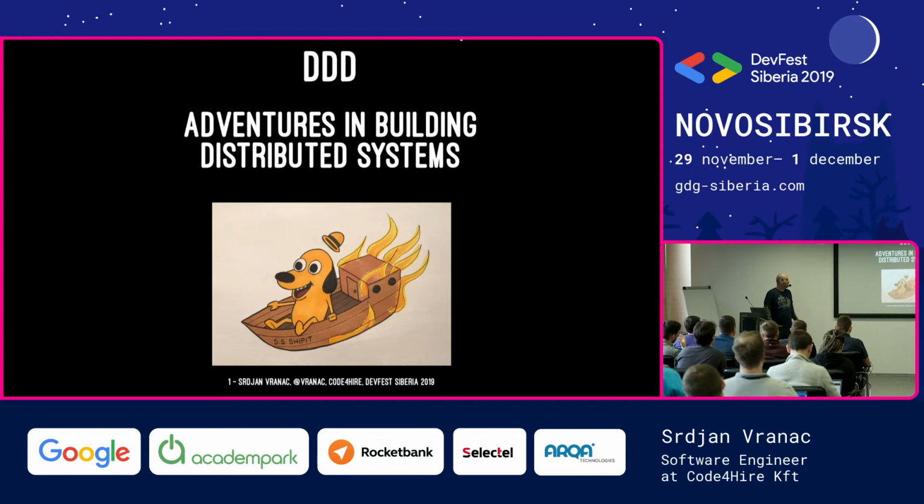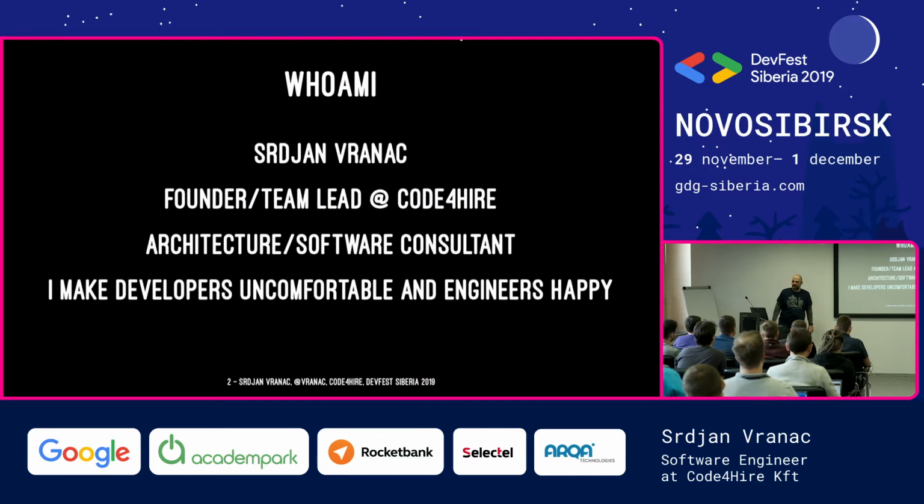Welcome to this talk. So for starters, who am I? My name is Srdjan Vranac. I am from Serbia, from the city of Novi Sad. I run a company called Code for Hire. It is a small consultancy of heavy hitters. Some people call me architecture or software consultant. Some people who work with me on projects actually call me the darkness, but that's a different thing. And I make developers uncomfortable and engineers very happy.